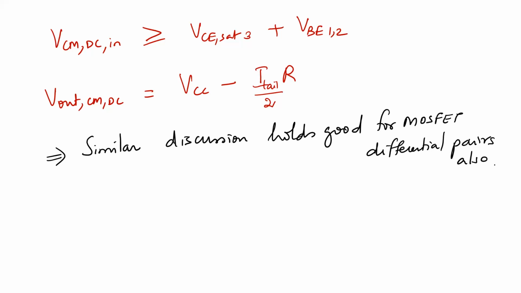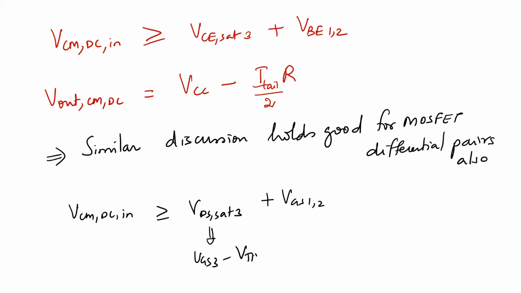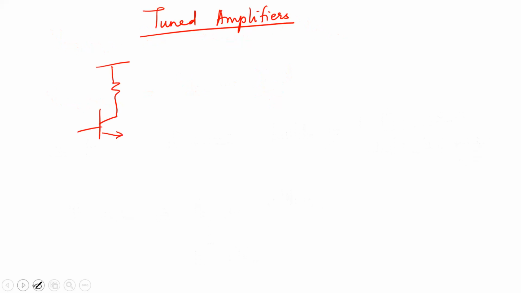The only thing there is, what will be your common mode DC input? That should be greater than VDS sat of 3, plus the VGS of 1, 2. VDS sat of 3 is nothing but VGS 3 minus VT. Other than this difference, everything else basically holds the same. The same analysis holds good. All the things that we have seen remain the same. Of course, the expressions for gm and other things will differ.